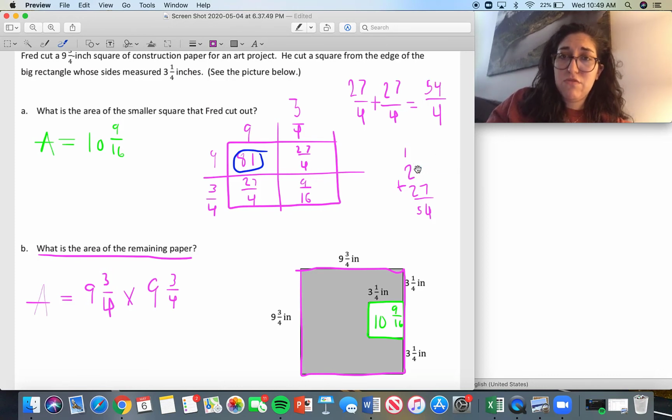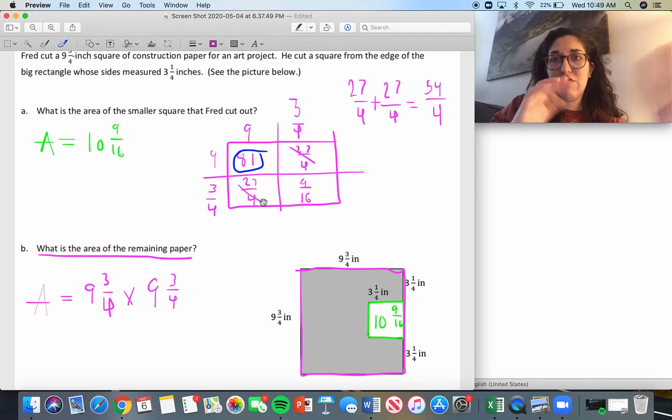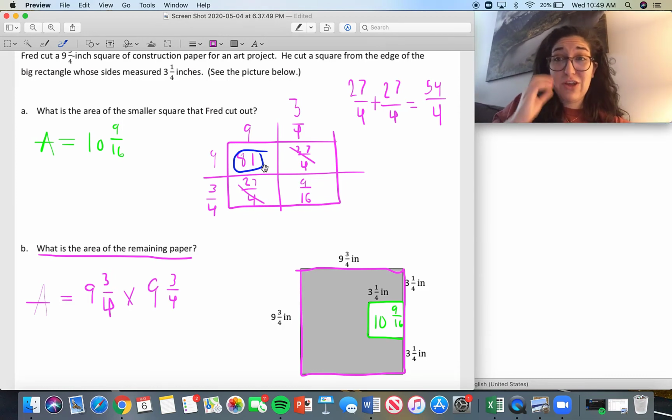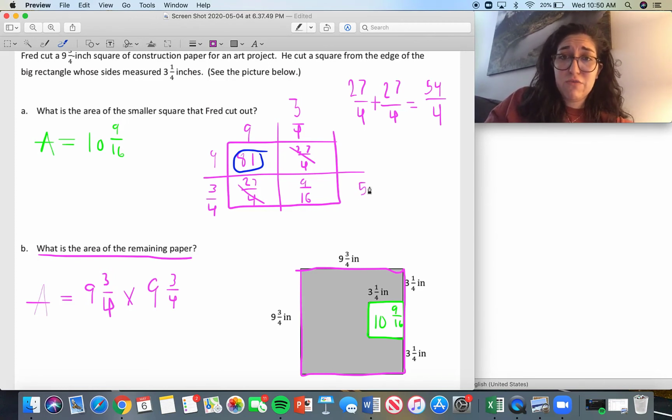Now I used my 27/4 and my 27/4. One thing I want you to notice is that as I'm working through things, I cross them out so I know I already used them and I'm not going to accidentally use them again. And I circle things I need to keep in my brain for later. You can do this on scholar paper as well. So now I've got my 54/4, which I got from adding my two 27/4, which is why I crossed them out. And now I need to add it to 9/16.